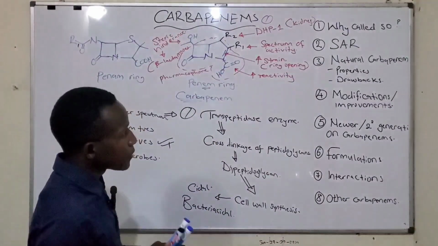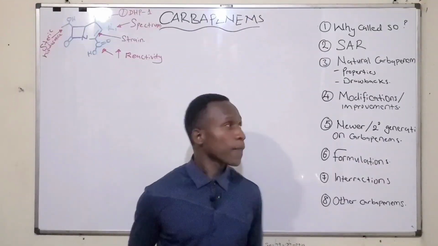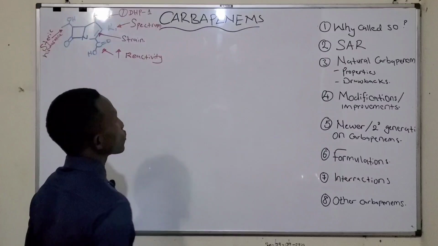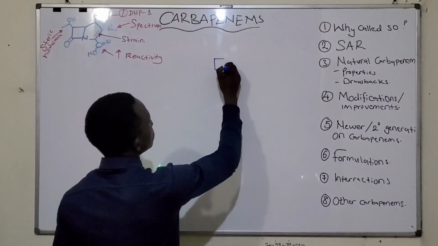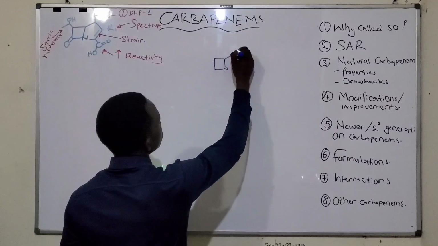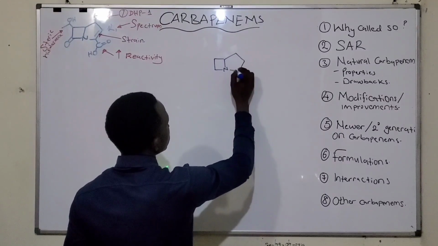We can talk about the natural carbapenems and their properties now. Okay guys. The first carbapenem is known as thienamycin. This is its structure. This is the structure for thienamycin.